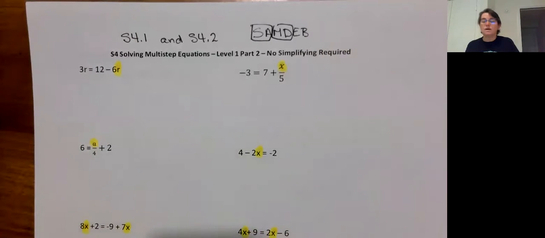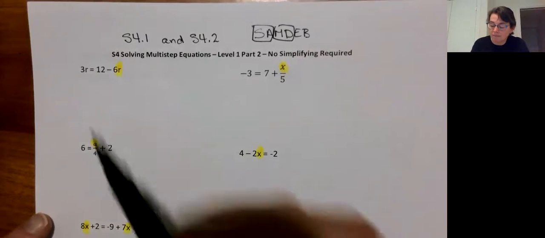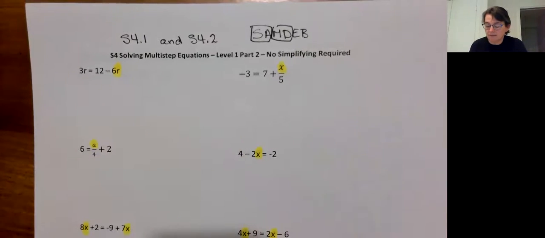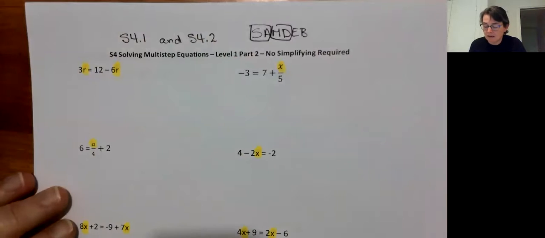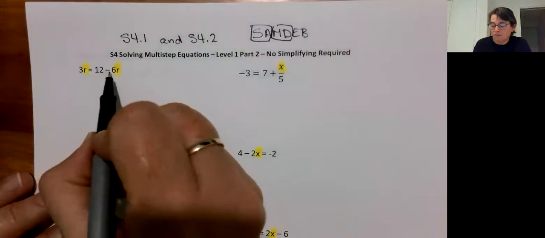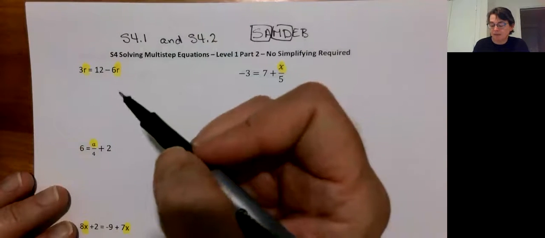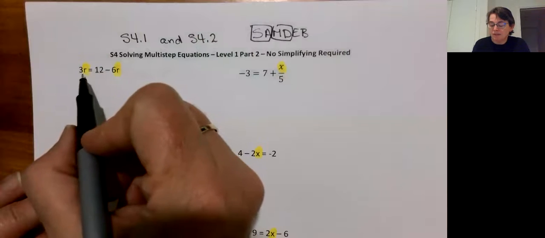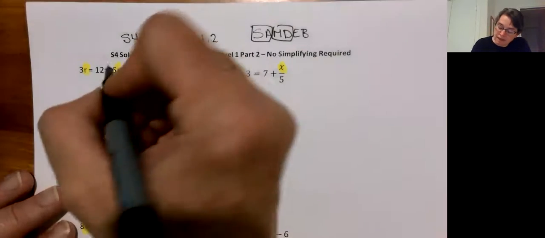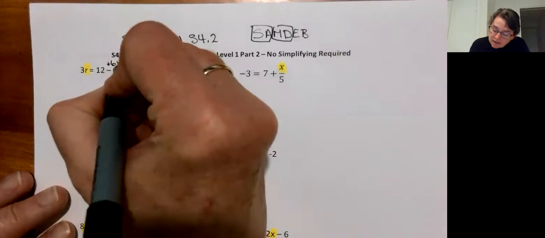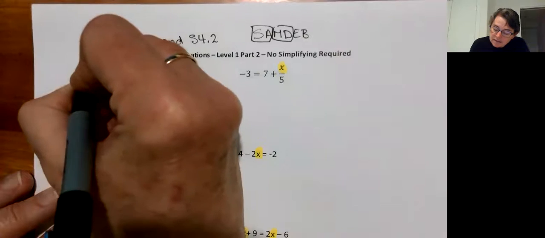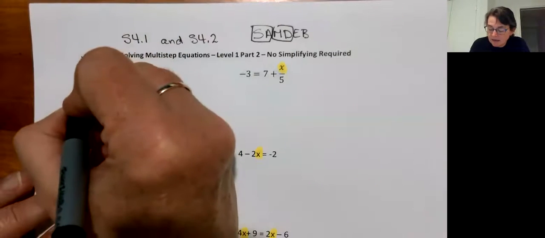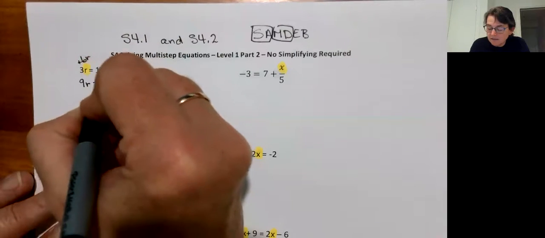I just do that so I know exactly what I'm trying to isolate, and you can do it too. So, oh, look at that, I missed an R. So we got 3R is equal to 12 minus 6R. Well, the most reasonable thing is if I want to have the variables all on one side, I'm going to add 6R here, and I have to do exactly the same thing to that side. So then we get 9R is equal to 12.